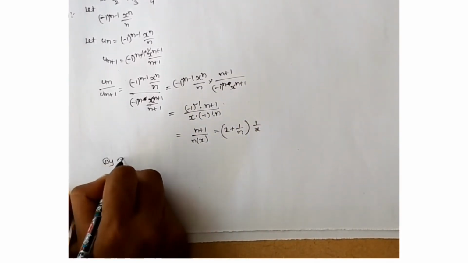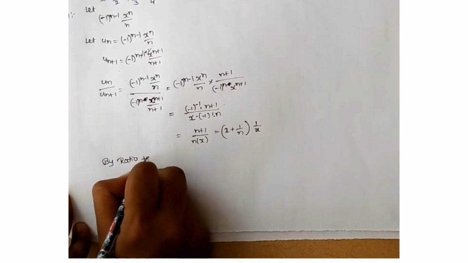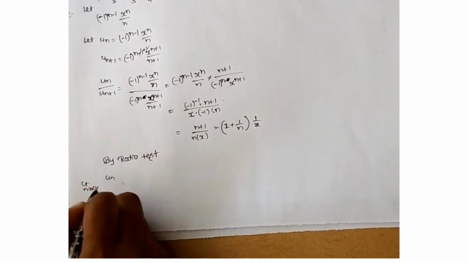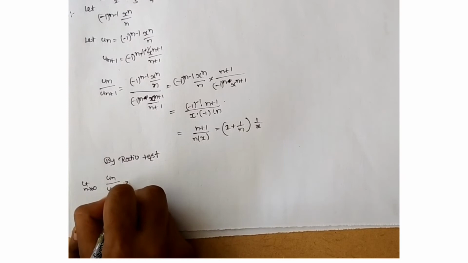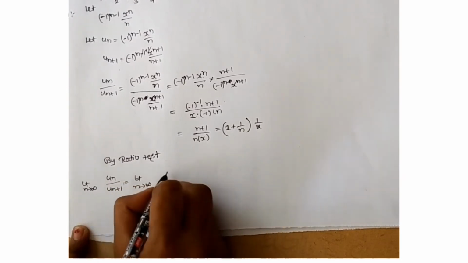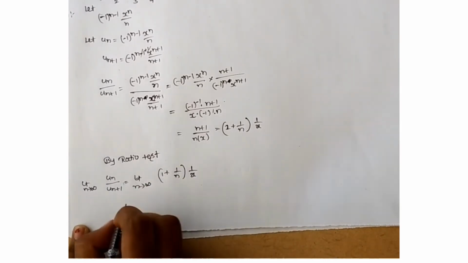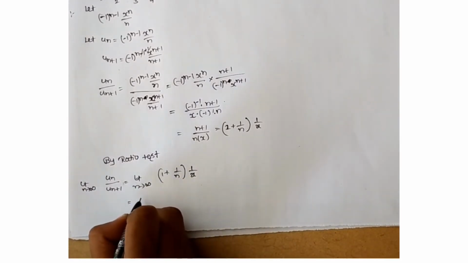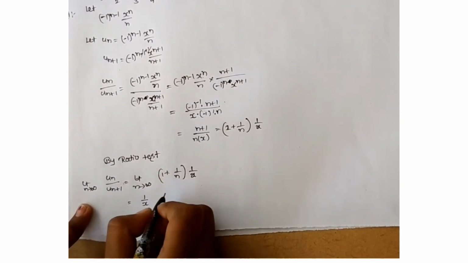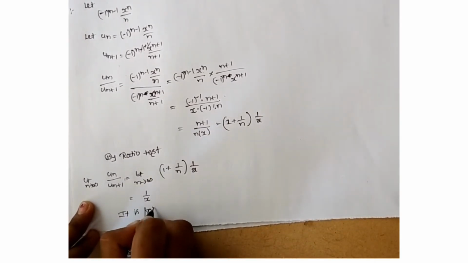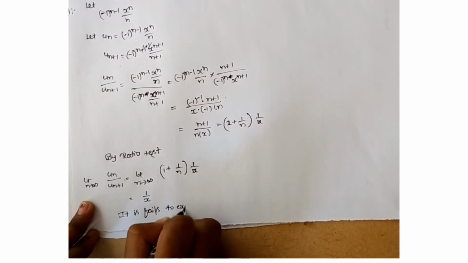By ratio test, the limit as n tends to infinity of u(n) by u(n+1) equals the limit as n tends to infinity of (1 plus 1 by n) into 1 by x. Here we get 1 by x by applying the limit value.